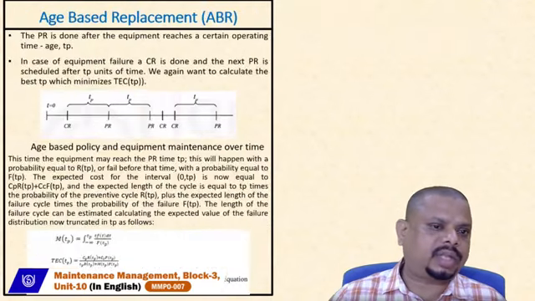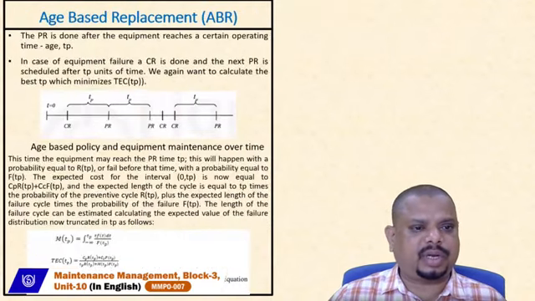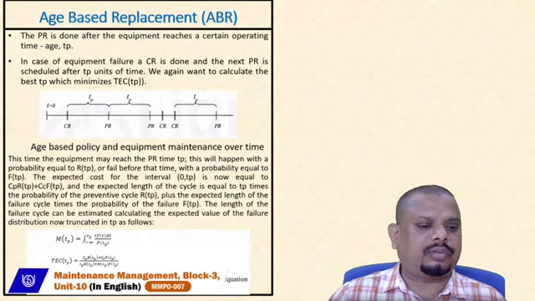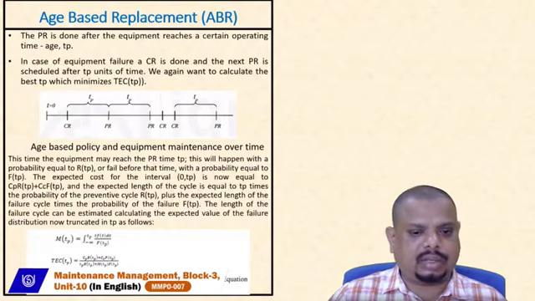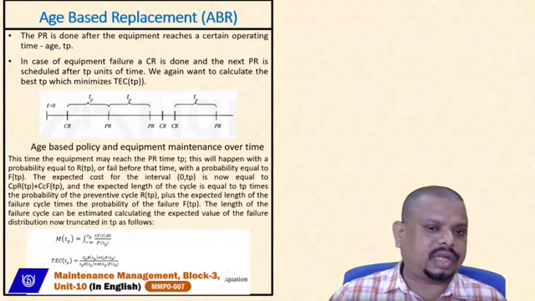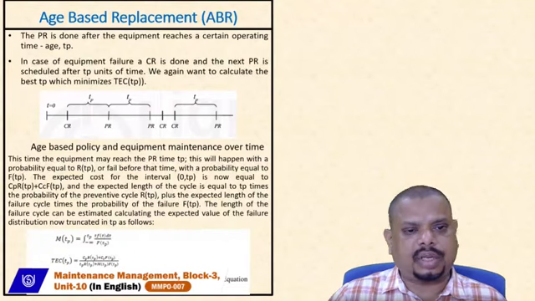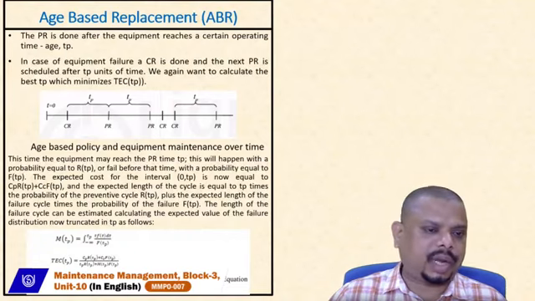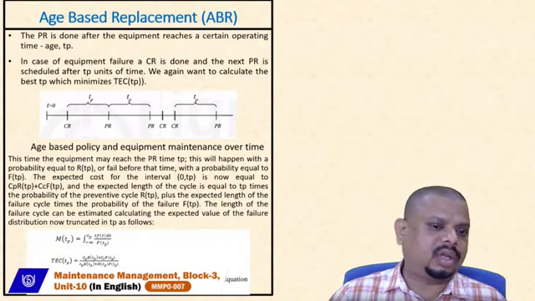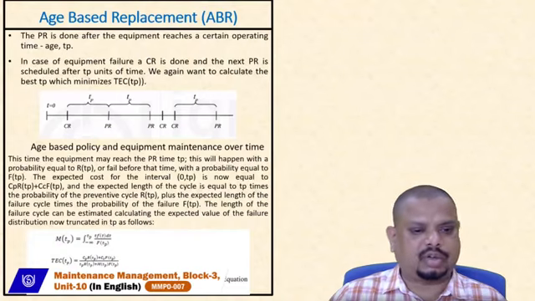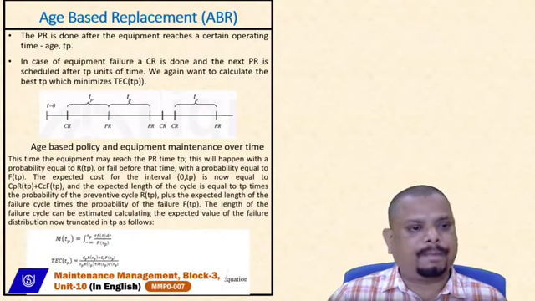Moving to the next one, the age-based replacement. As I already gave the example of the pump, the company has recommended that this particular pump lasts for 50 years. So if it is approximately near 15 years, you have to apply age-based replacement for a certain amount of machines or equipment.